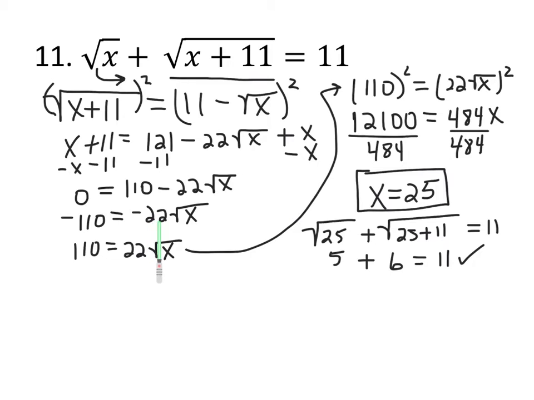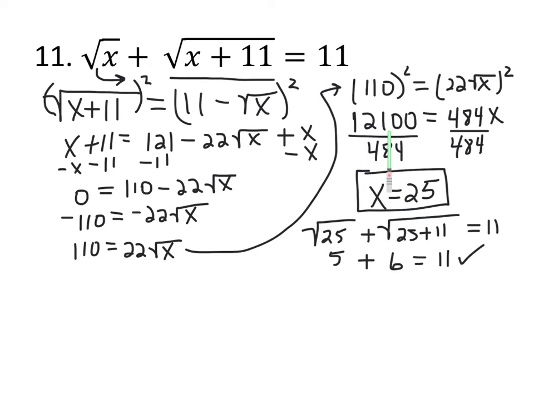I went ahead and left it there, but you could have divided by a negative 22. That would have been fine. Either way, it doesn't matter. You're going to get the same answer in the end. So what I did was I went ahead and squared these just the way they are. And then I get these rather large numbers, but it's okay because they divide out really nicely.